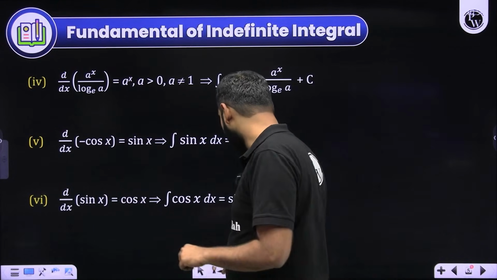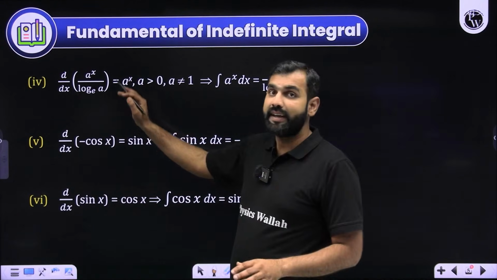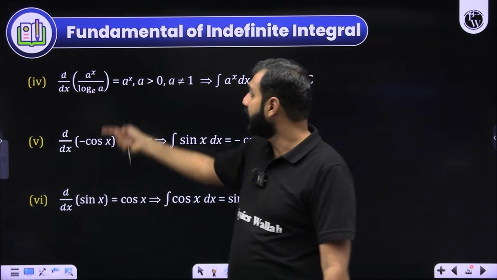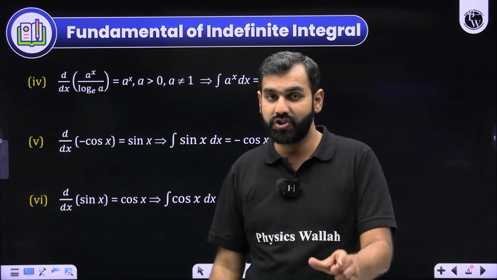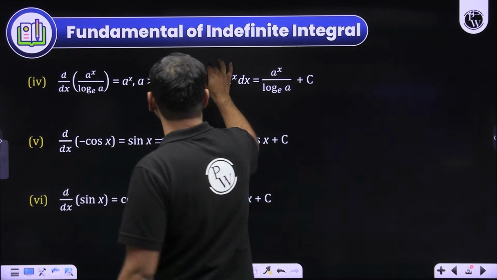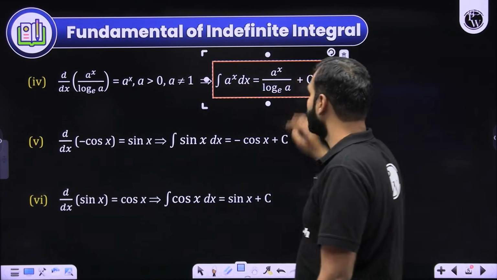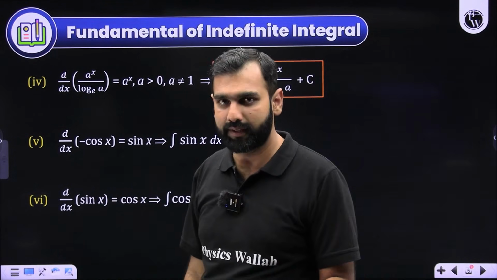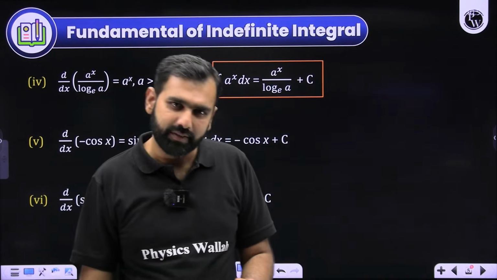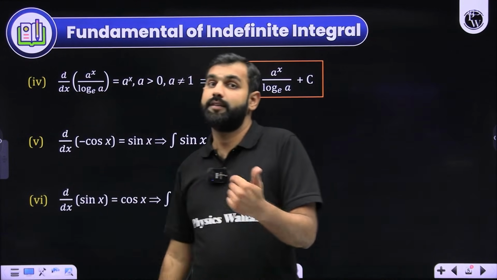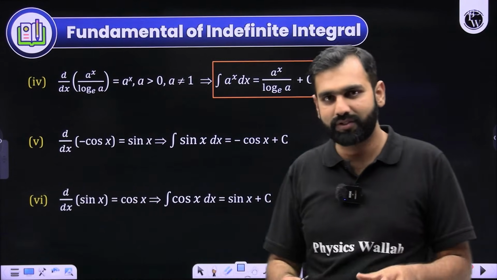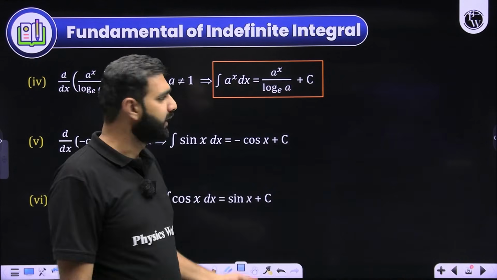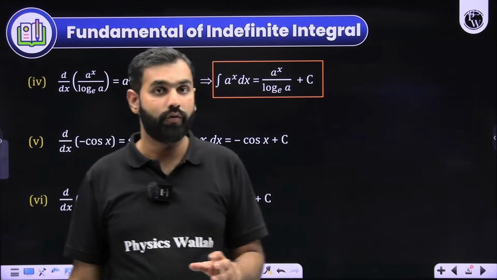In that case, we know that the differentiation of a to the power x is a to the power x ln a. So a to the power x upon ln a, when differentiated, gives you a to the power x. So from here, would I not conclude that the integration of a to the power x is equal to a to the power x upon ln a? Are you not noticing that all the formulae of integration can simply be understood if you know the concepts of differentiation? The more versed you are with the formulae of differentiation, the more easily you can deal with the formulae of integration.